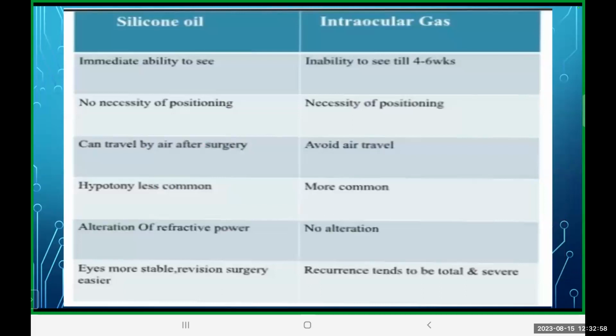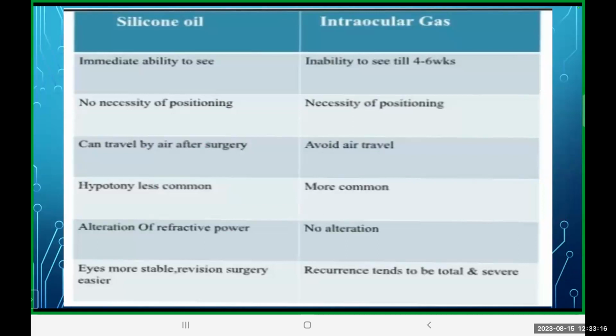The differences between them are shown here. In silicone oil, immediate ability to see is there. The patient can travel by air after the surgery. Hypotony is less common in silicone oil. Alteration of refractive power is there. And the eyes are more stable and revision surgeries are easier in silicone oil.